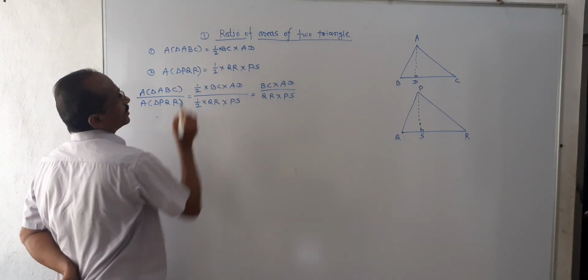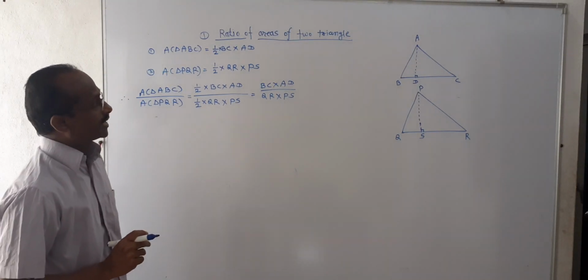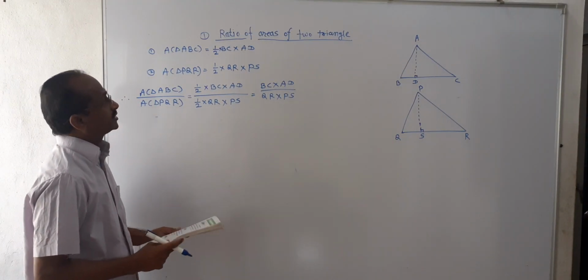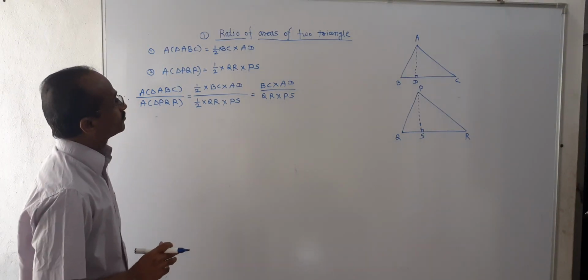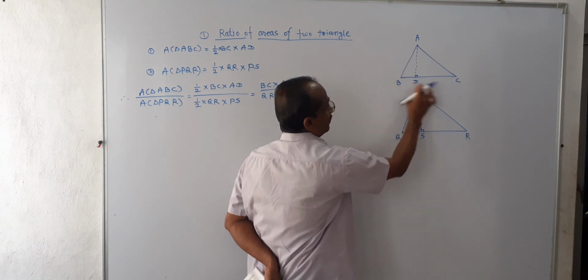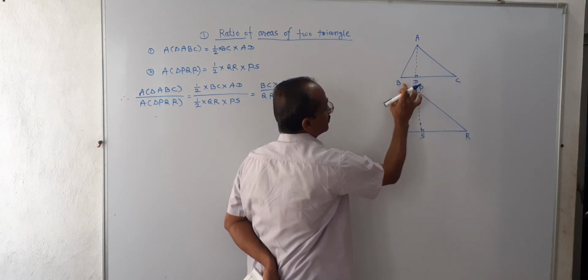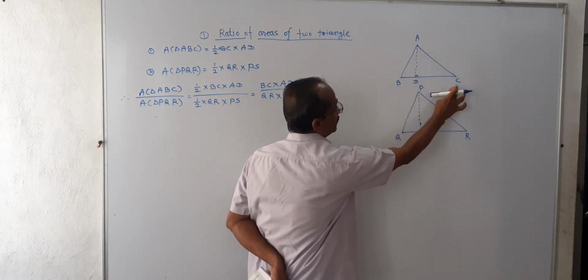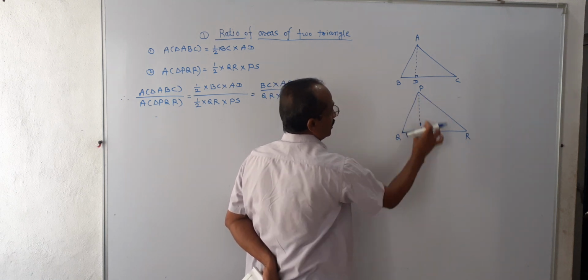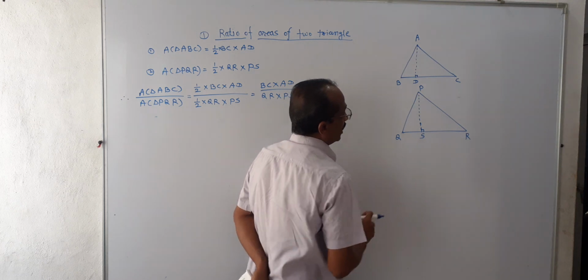Ratio of areas of two triangles. This is the first point of the first chapter, similarity. Here is triangle ABC, in which AD is perpendicular to BC, and in triangle PQR, PS is perpendicular to QR.